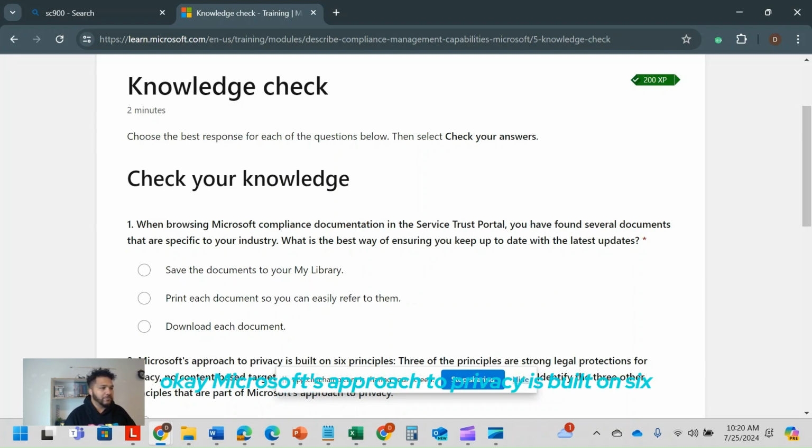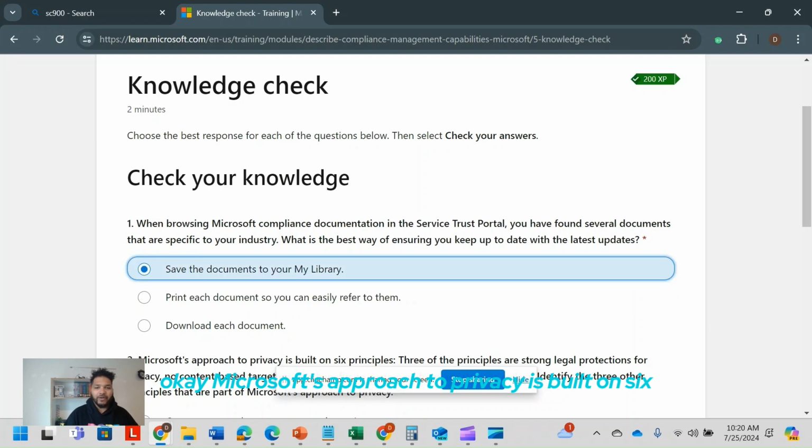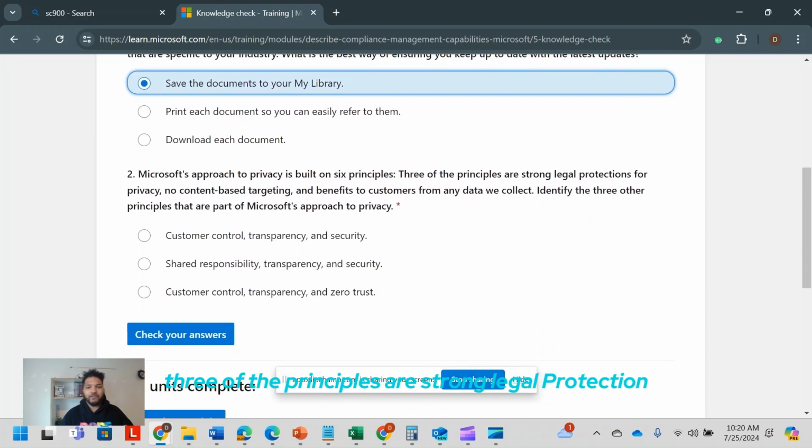Okay? Microsoft's approach to privacy is built on 6 principles. 3 of the principles are strong legal protection, no content-based targeting, and benefits to the customer from any data. Right? What are the 3 other principles that are part of Microsoft's approach to privacy? Is it customer control, transparency, and security? Is it shared responsibility, transparency, and security? Or is it customer control, transparency, and zero trust? The right answer here is customer control, transparency, and security.